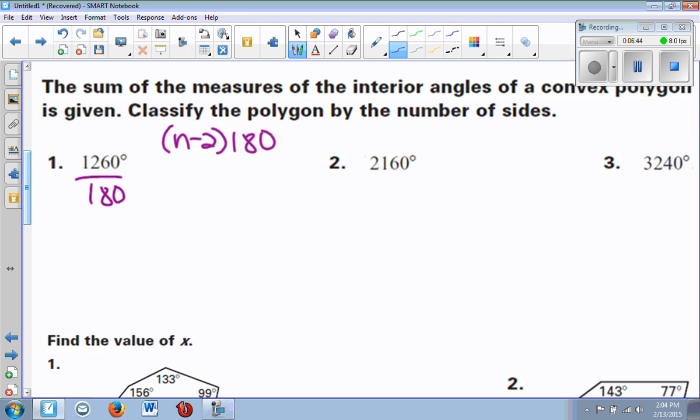So if I divide 1260 by 180, we get an answer of 7. Now that 7 is not the number of sides until you add 2 to that total, which means that we're going to have 9 sides. So if I wanted the specific name, because I'm classifying, this would be called a nonagon.